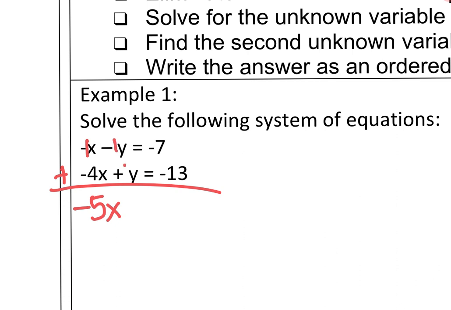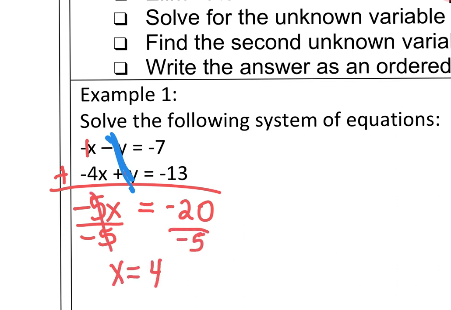Now we have negative y plus y. They're both 1s, so negative 1 plus 1, that's going to give us a 0. So these variables were eliminated. They're 0. They're gone. I bring down the equal sign, and now I have negative 7 and negative 13. I add those together, negative 20. Now I solve for x. Negative 5x equals negative 20. I can just divide. That was simple. x equals positive 4, because a negative divided by a negative is positive.